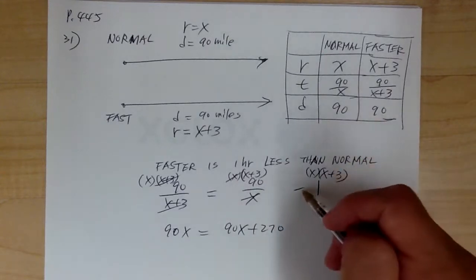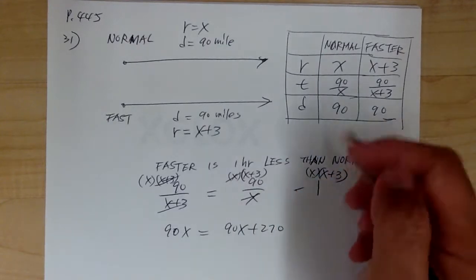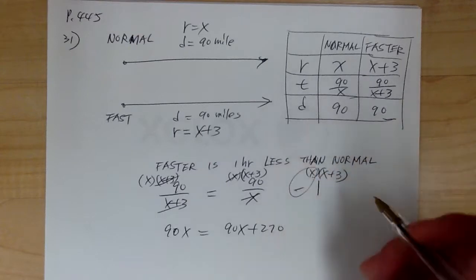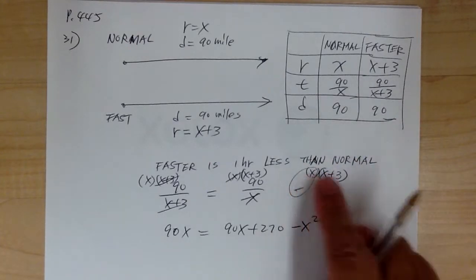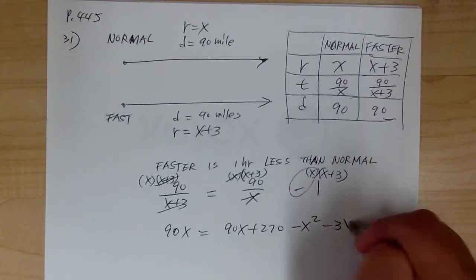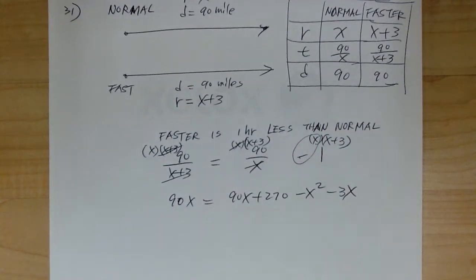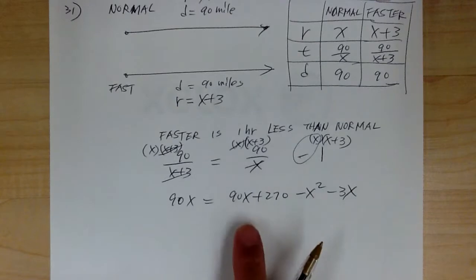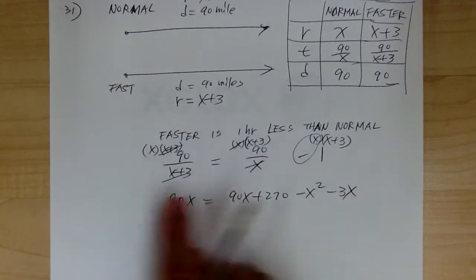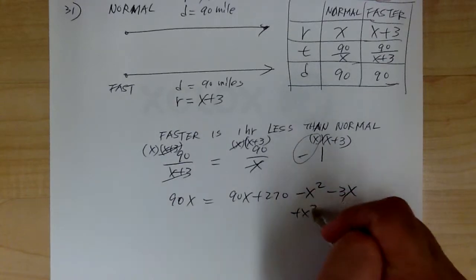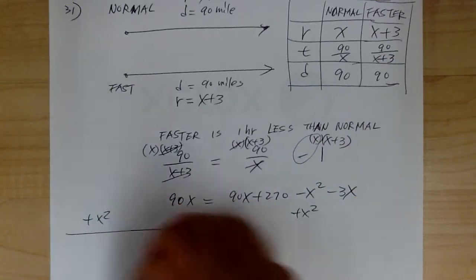Now this one you have to be careful. There's a minus, there's an x, and there's an x plus 3. So treat this as a negative x. So negative x times x will give you minus x squared. Negative x times 3 will give you minus 3x. Okay. So next thing, what you want to do is, in this case, you can move everything over. So you can plus x squared. So plus x squared.